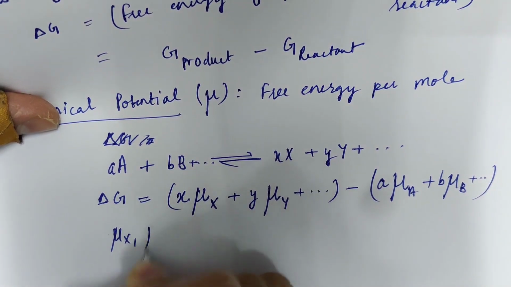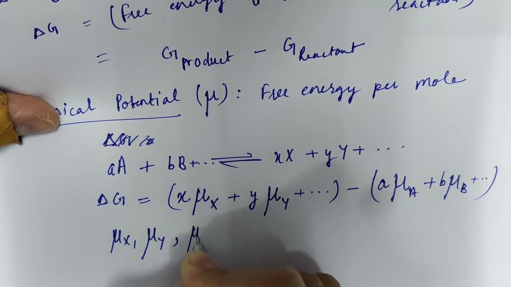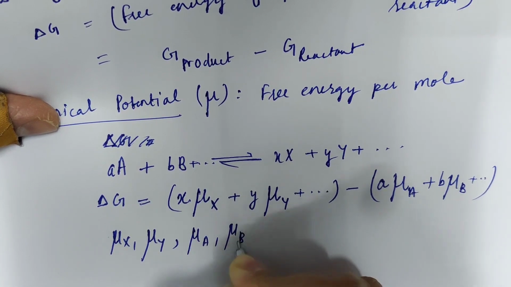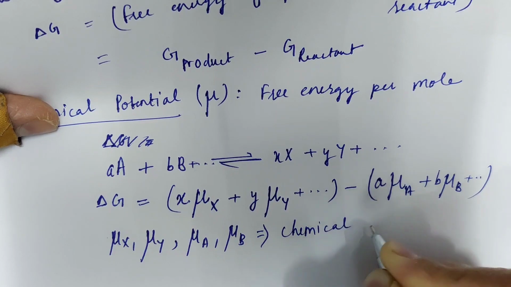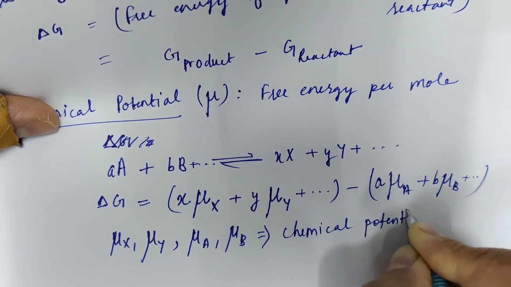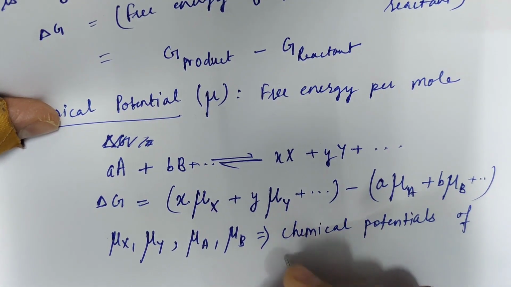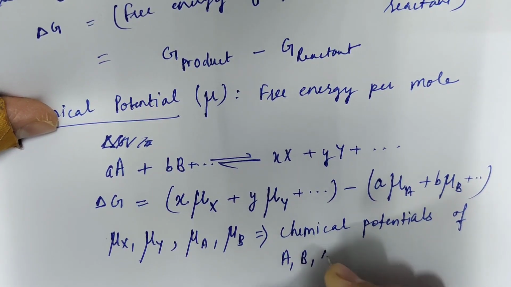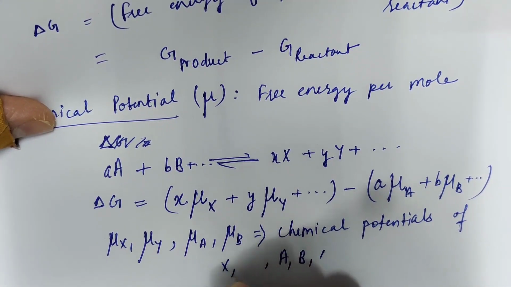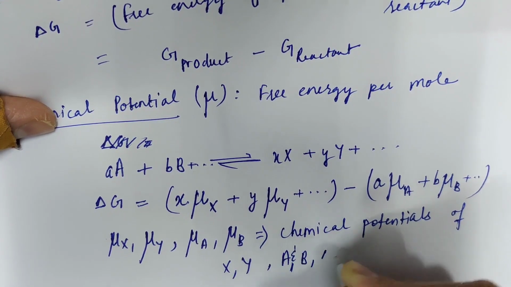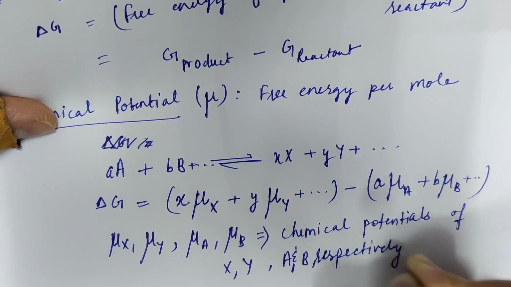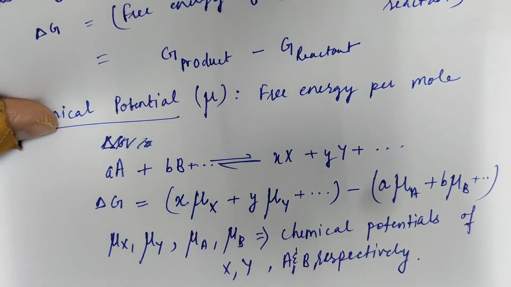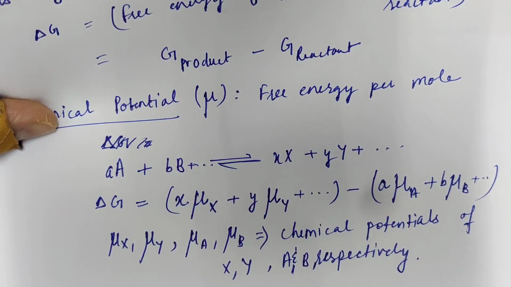So this is our Gibbs free energy represented in terms of chemical potential. These terms are the chemical potentials of X, Y, A and B respectively.